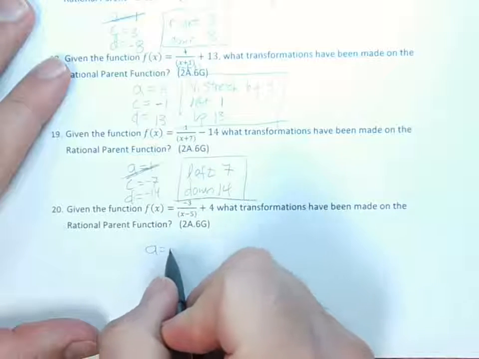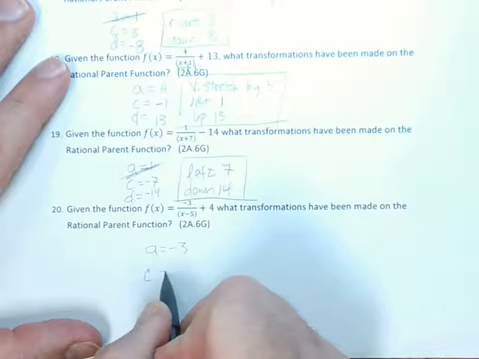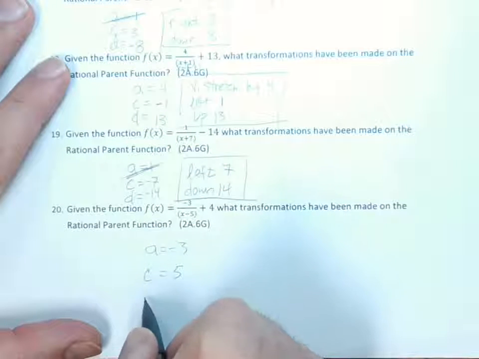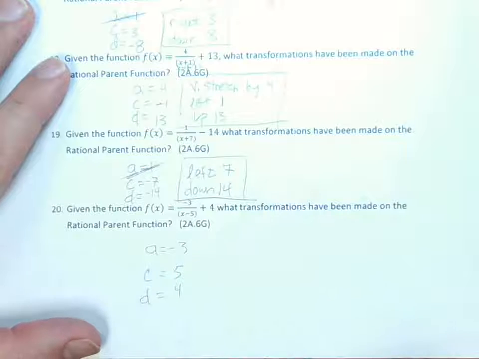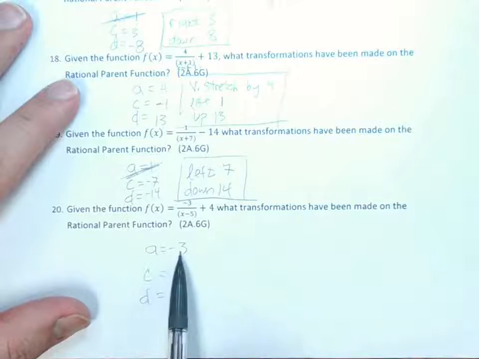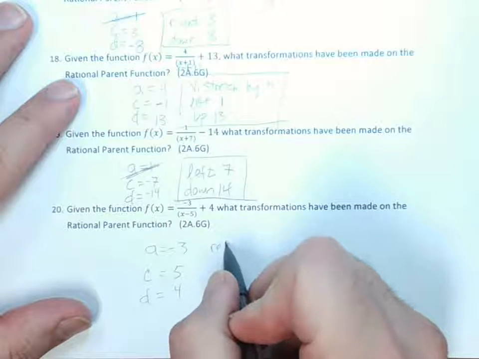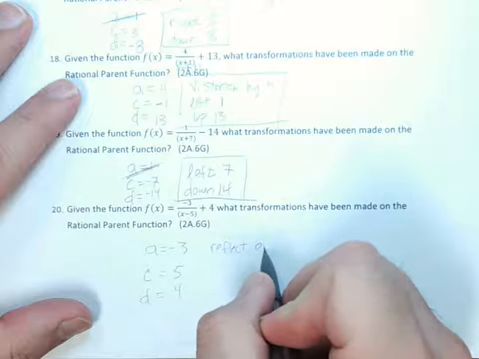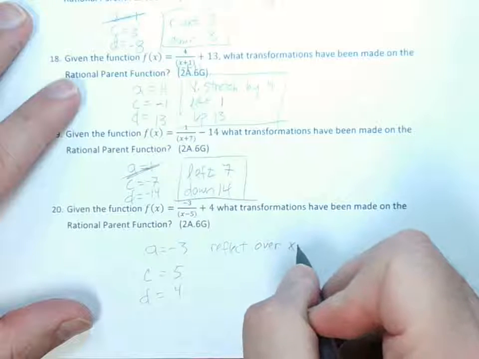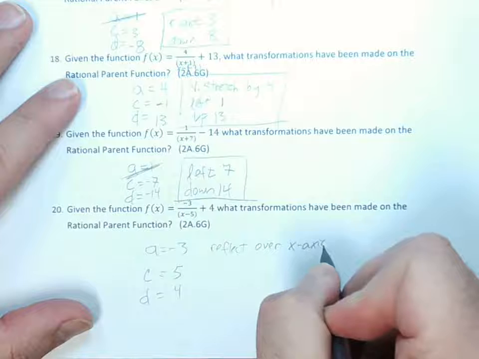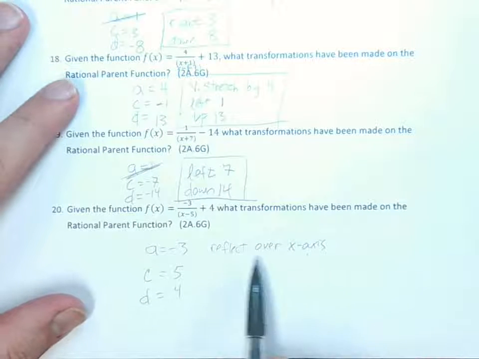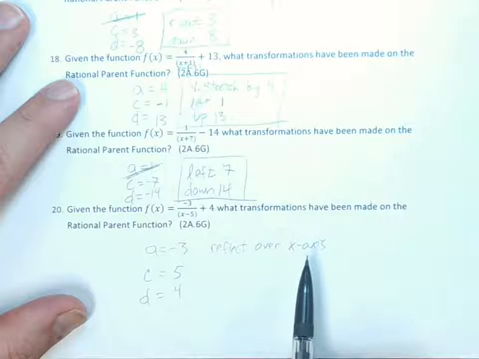And then lastly, number 20, we've got f of x equals negative 3 over x minus 5 plus 4. My A value is negative 3, my C value is 5, and my D value is 4. So the A value is negative. That means there is a reflection over the x-axis. And you can't just tell me there's a reflection. You must indicate that it's over the x-axis. Then the value of A is 3.